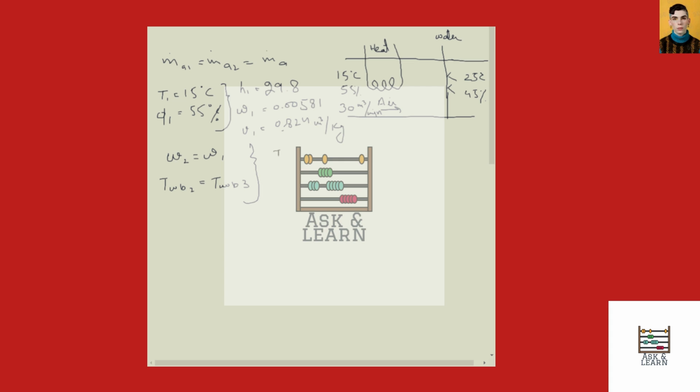So here we get the values. T2 is equal to 32.5 centigrade, while the relative humidity at the exit is 19.2%. Here H2 equal to H3 is equal to 47.8 kilojoule per kilogram of dry air.